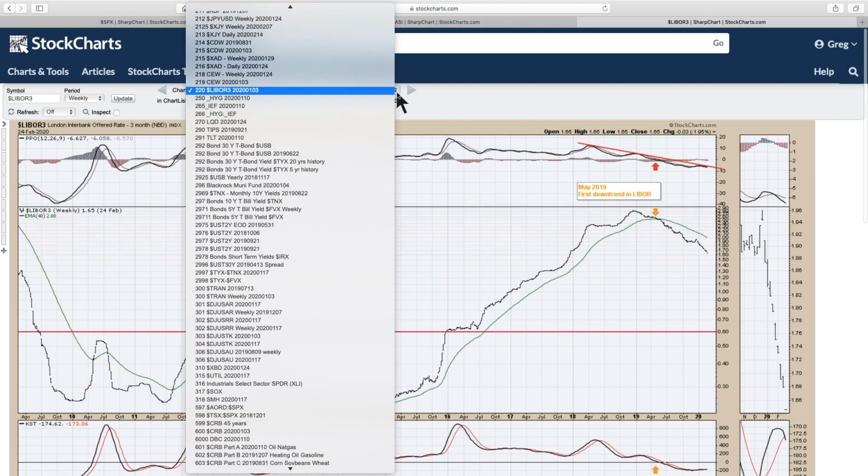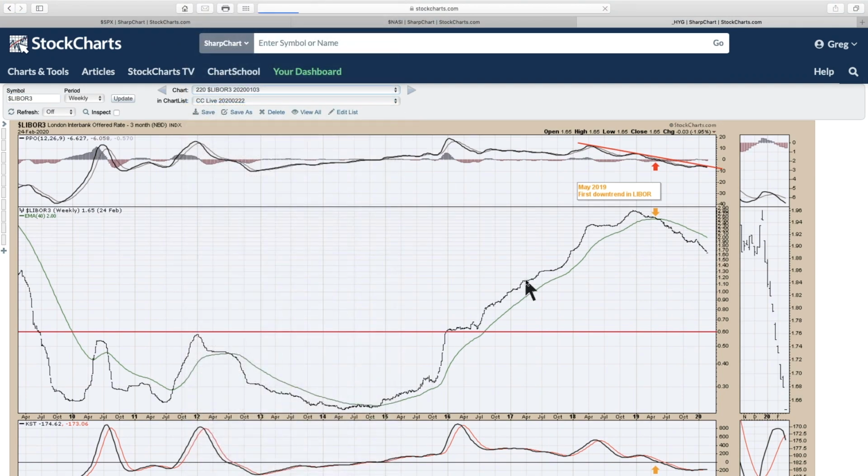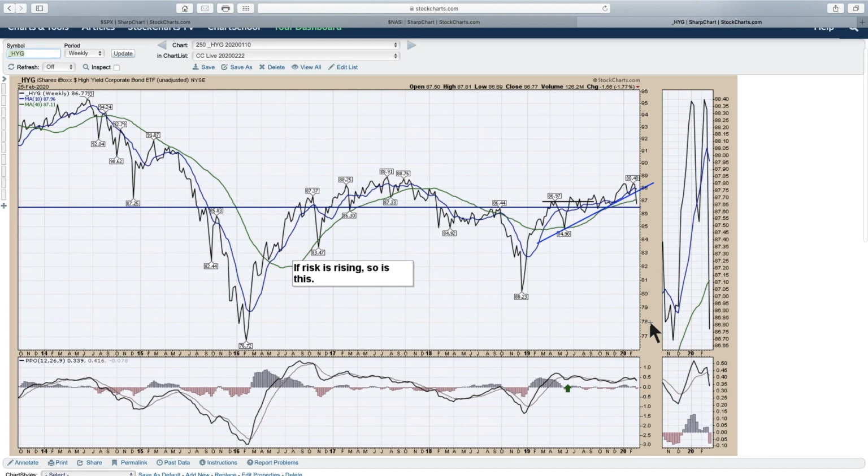But literally it has been one of the clues that's telling us something's wrong out there, and I mentioned it in my videos. So here's the high yield. We had an uptrend going. That's broken down here. We're below the 10-week and the 40-week moving average.